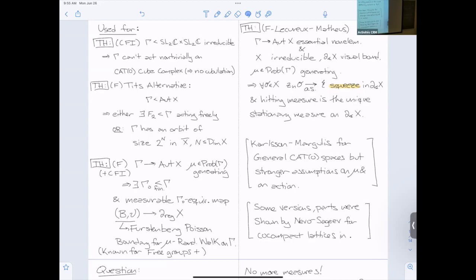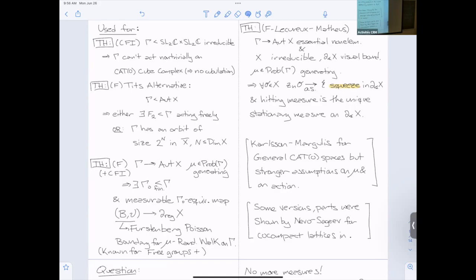Right. Another thing you can do with that is get a Tits alternative. So if I have gamma, this time, most of the time, I'm assuming that I just have a representation into the automorphism group. Now I'm really assuming that it's a subgroup of the automorphism group. Then either it contains an F2 acting freely, or it has a finite orbit, and moreover, its size is a power of 2. So a power of 2, 2 to the 0, so it could have a fixed point, or it has a power of 2. And that power is bounded by the dimension.